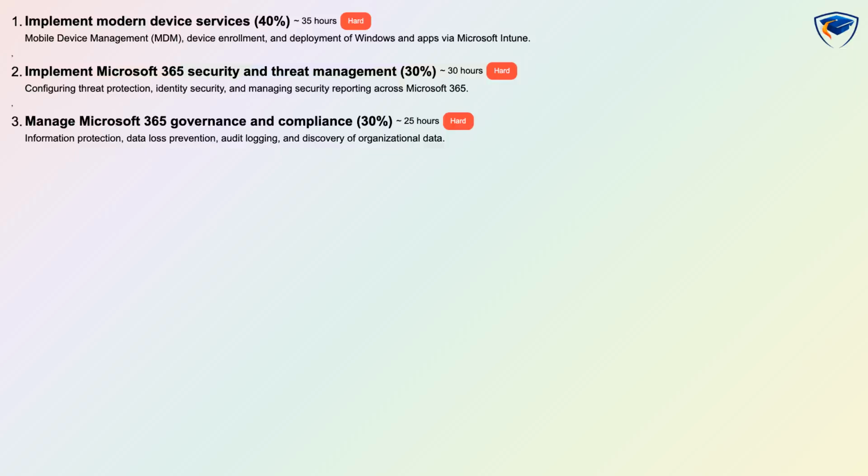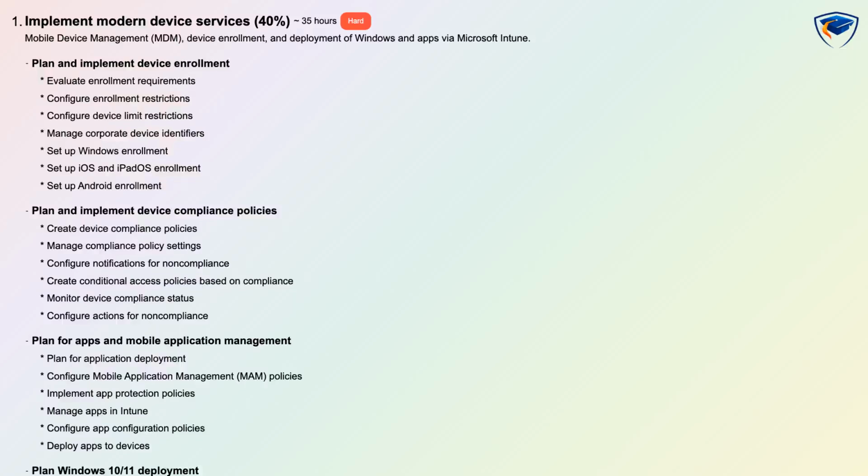scenario-based questions. The Implement Modern Device Services domain makes up 40% of the exam, is hard, and expects about 35 hours of study with scenario-based tasks. You will learn how to plan and implement device enrollment by evaluating enrollment requirements, configuring enrollment and device limit restrictions, managing corporate device identifiers, and setting up Windows, iOS, iPadOS, and Android enrollment.